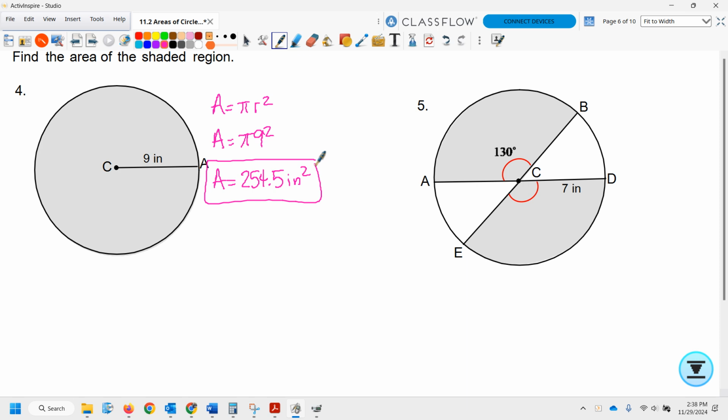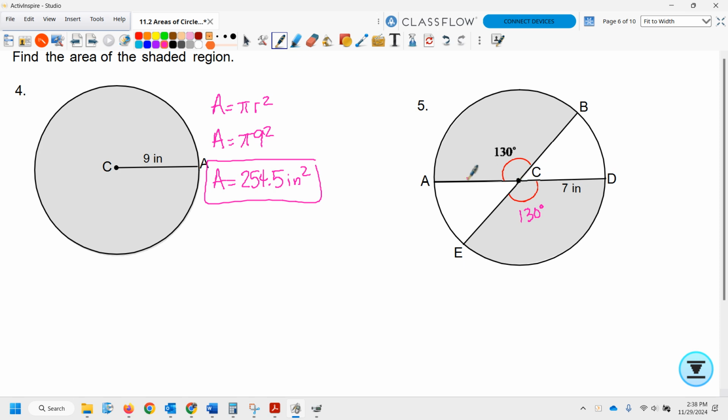254.5. Correct. All right. This looks like treachery here, okay? So I'm going to show you something. First off, these hoops are saying that this is identical. This is also 130 degrees over here, okay? The radius is still the radius. It's just 7, okay? So it wants the area of the shaded region.